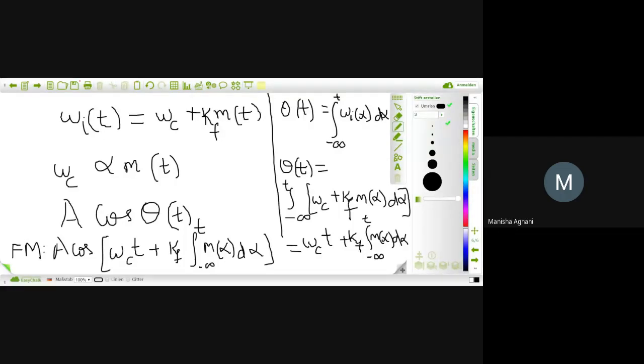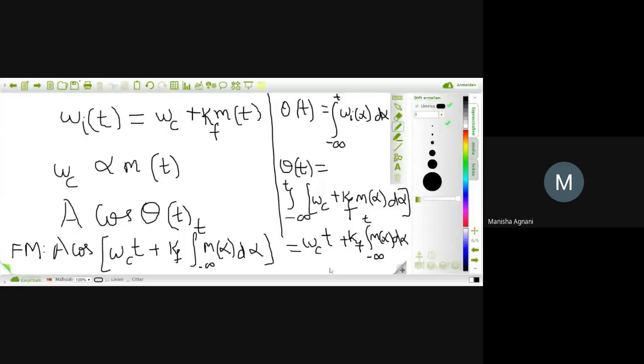So this was my equation of FM. Once you understand the concept of instantaneous frequency, you will be in a position to write the equation of FM yourself. Now, once I have understood how to write the equation of FM, writing the equation of PM is quite simple.